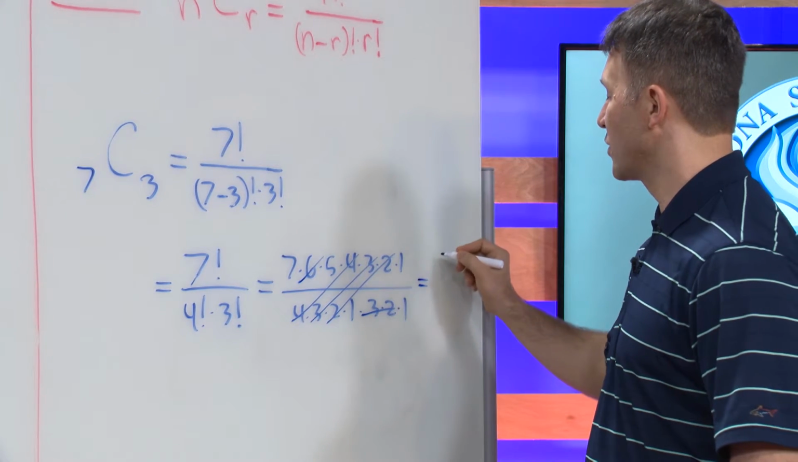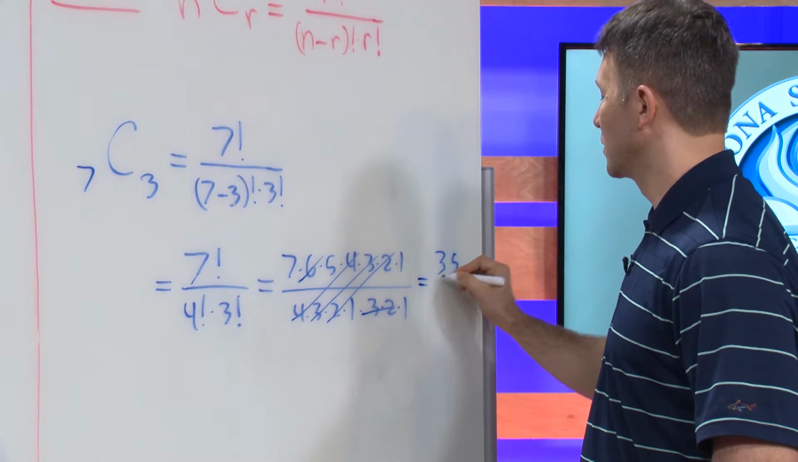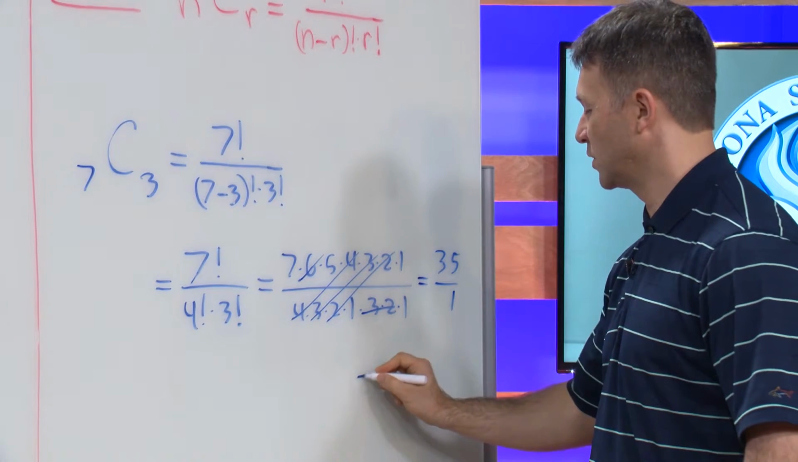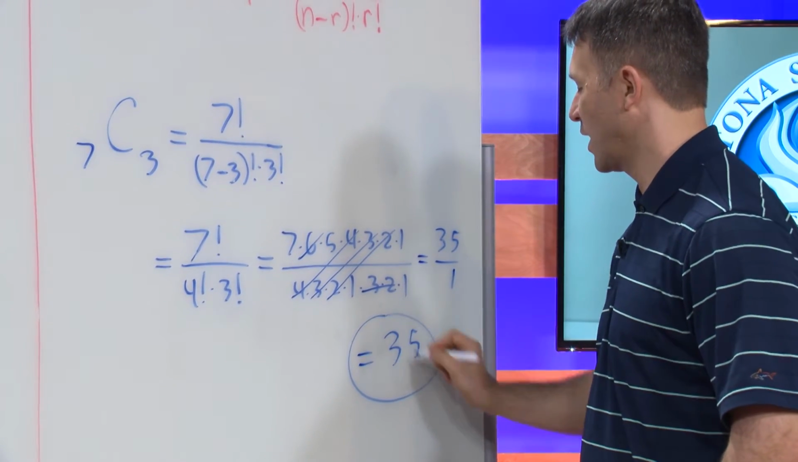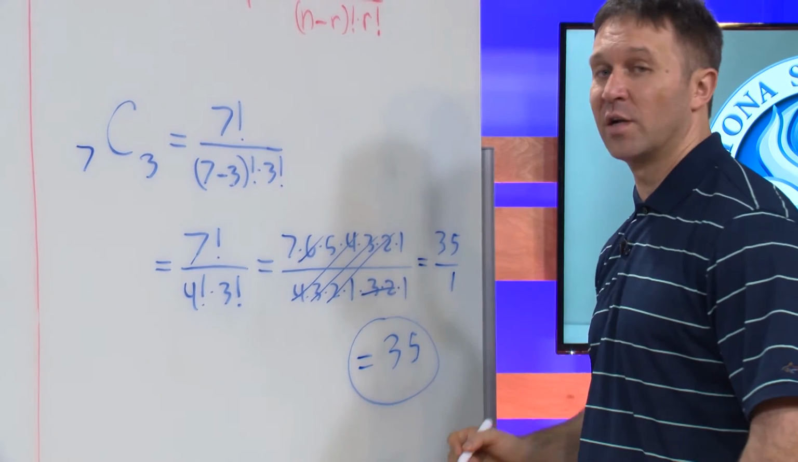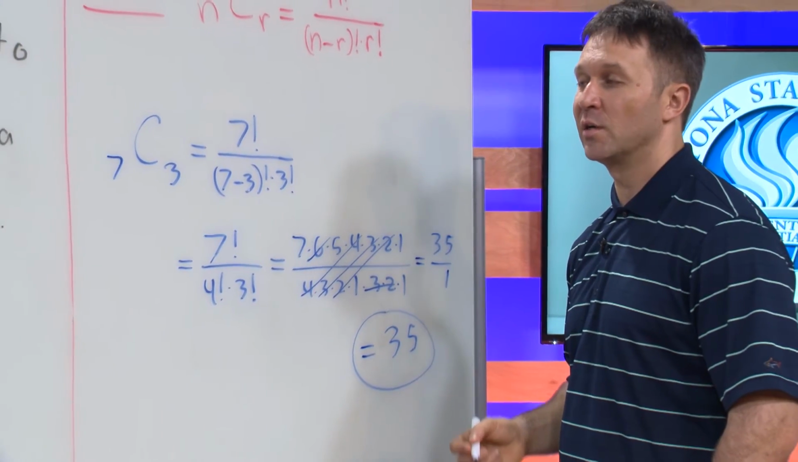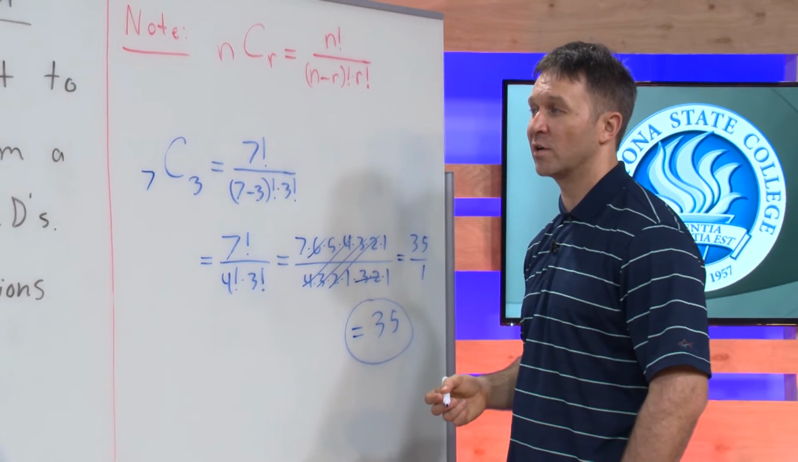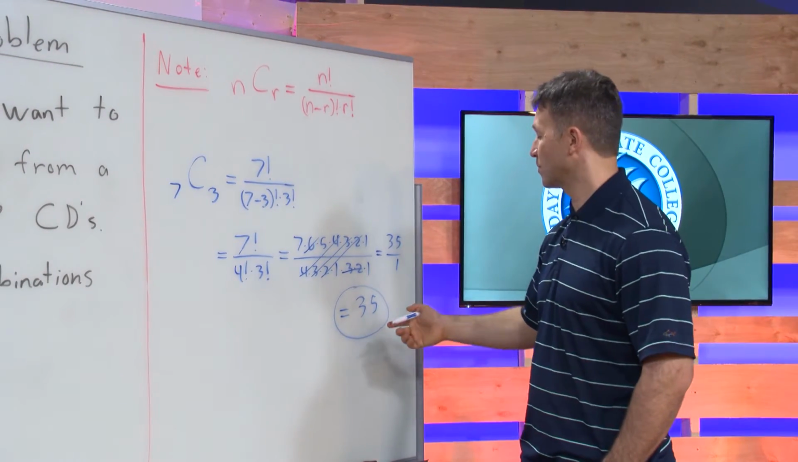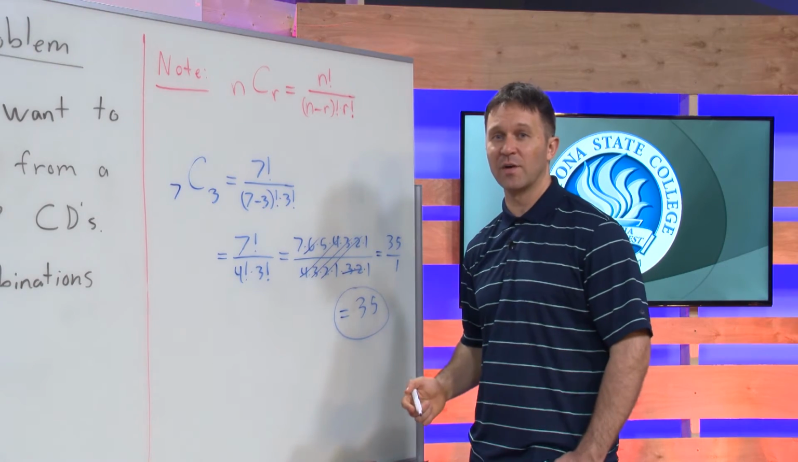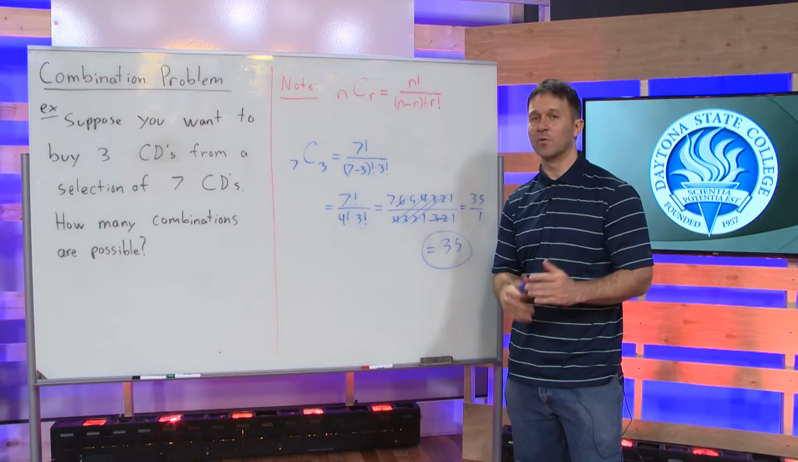So this is going to be 35 over 1, which is equal to 35. And that is the final answer. So 35 combinations are possible when we're selecting 3 CDs from 7 CDs. So 35 is the final answer. There's 35 combinations.